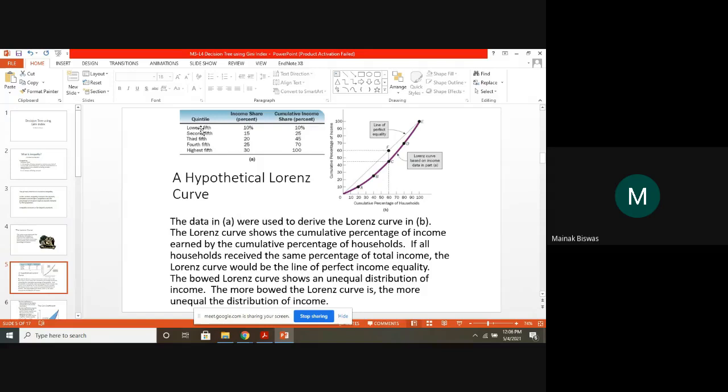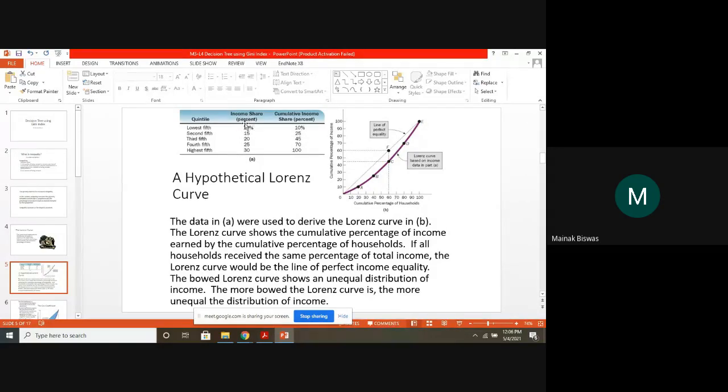So in this case, you see the lowest is 10%, 15, 20, 25, 30, and the cumulative share is 10%, 25%, 45, 70, 100%. So it is increasing cumulatively, right? And then we write the cumulative share percentage, right? So it is 10, 15. So it is the income share.